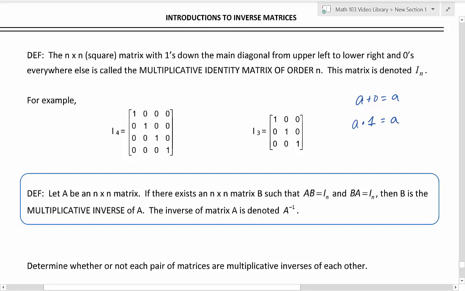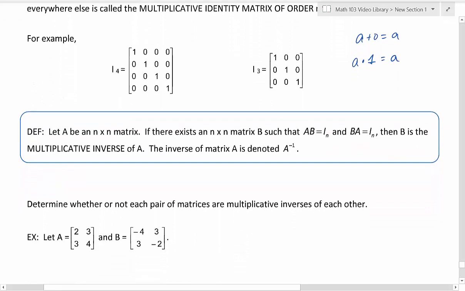So how does that apply to matrices? If we let A be an n by n matrix, if there exists an n by n matrix B such that their product gives you the identity matrix, then B is the multiplicative inverse of A. The inverse of matrix A is denoted the same way we do inverse functions, with that little exponent of -1. So there we go, A inverse.